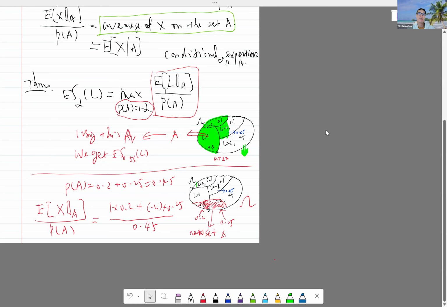I really hope this theorem helps you to understand the definition of expected form. Expected form is really the average on a set with probability 1 minus alpha. But when you choose a set, you have to be careful to make sure that you are choosing the largest possible values. So you should check the value of L from the largest to the smallest.